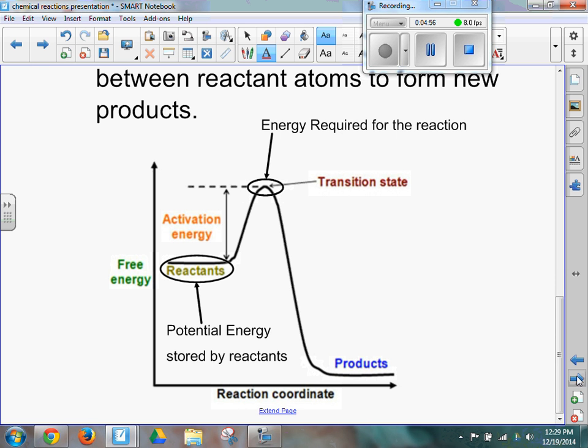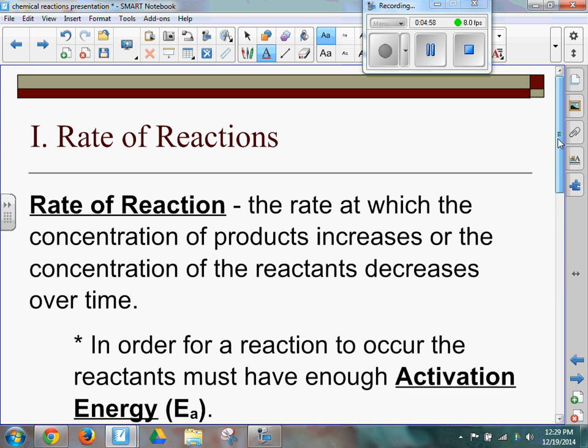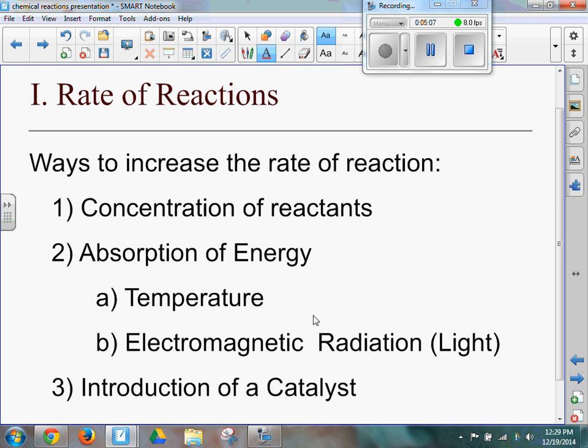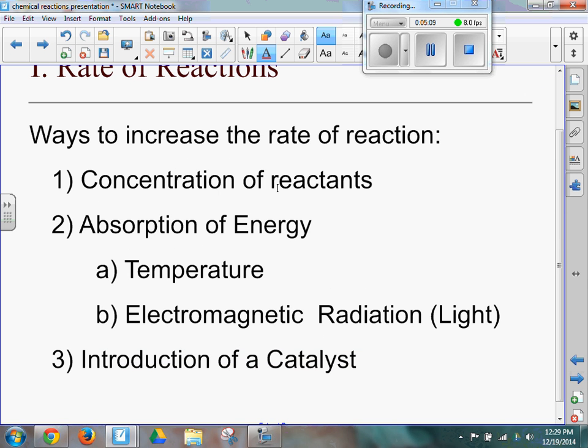All right. So now we're talking about the rate of reaction, we're talking about having to hit this activation energy. Well, what are some ways that we can increase the reaction rate? Okay, so for the most part, we have three ways. The concentration of the reactants can be increased. Okay, so that's just like adding more wood to the fire.